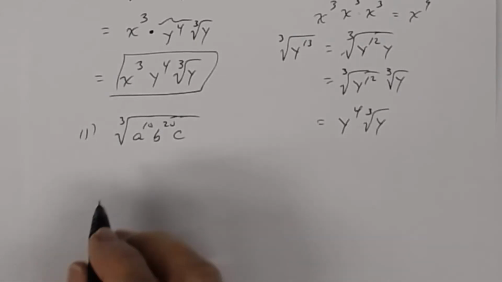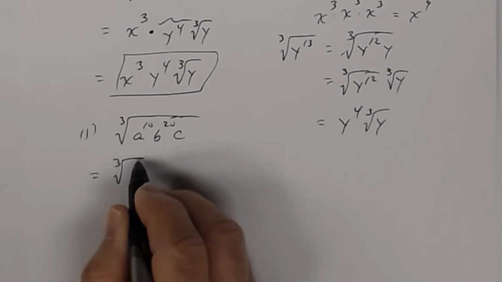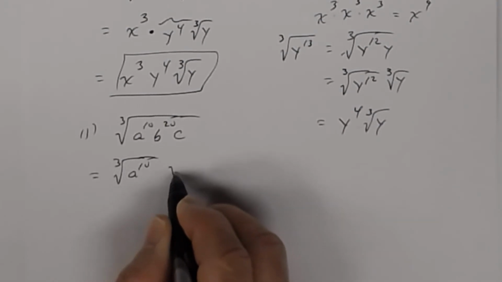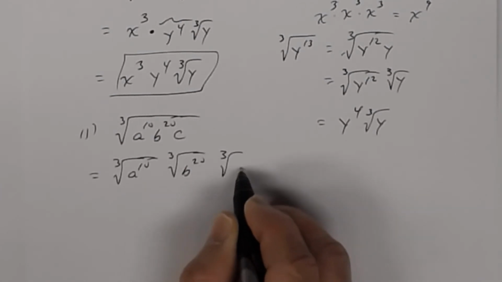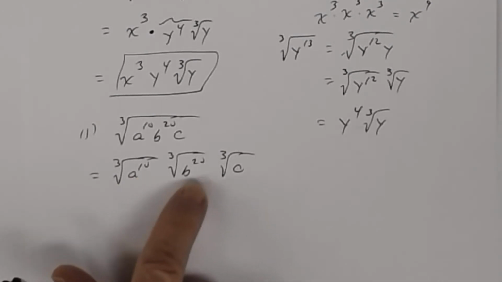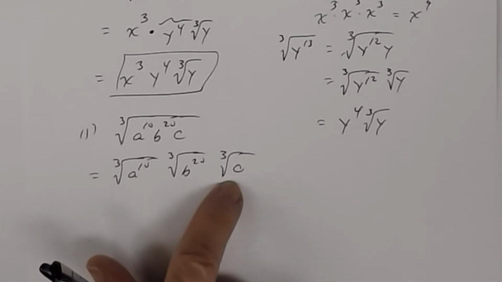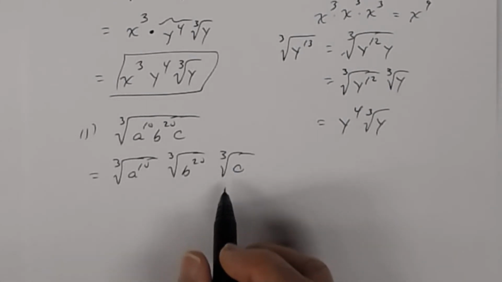All right, so let's use the product property for radicals. So I can rewrite this as the cube root of a to the 10th times the cube root of b to the 20th times the cube root of c. See how that's done? Okay. I can simplify this. I can simplify this. I cannot simplify this, right? Because c to the first, 1 is less than the index.